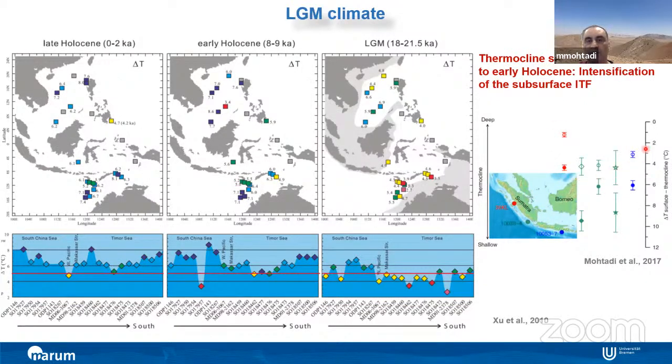Also there, basically the thermocline is deeper during glacial. These are the open symbols here, and are shallower during the late Holocene. So we see also a shoaling of the thermocline in regions unconnected to the ITF. And basically a deeper thermocline during the last glacial maximum actually suggests a stronger convection.